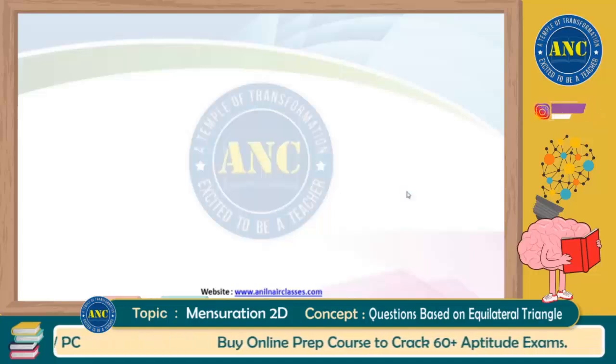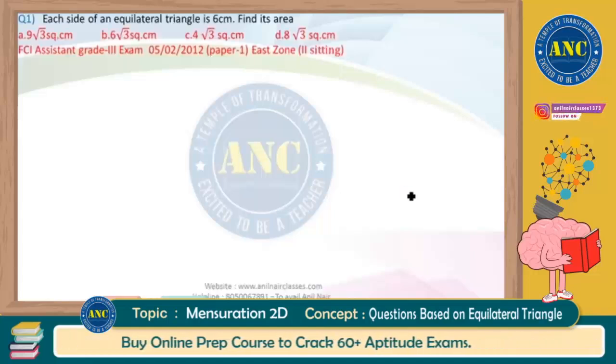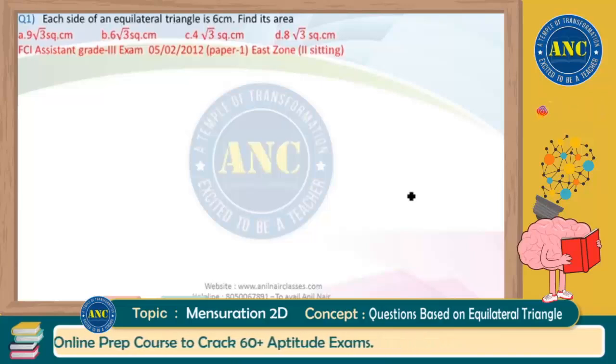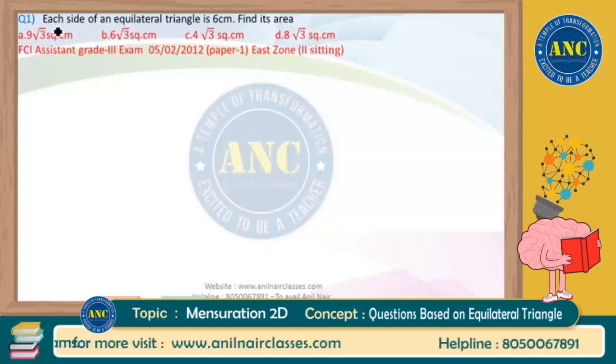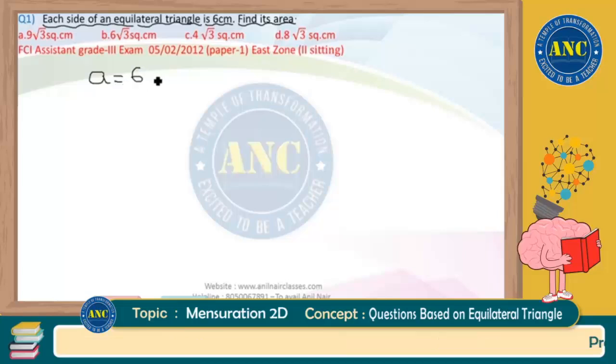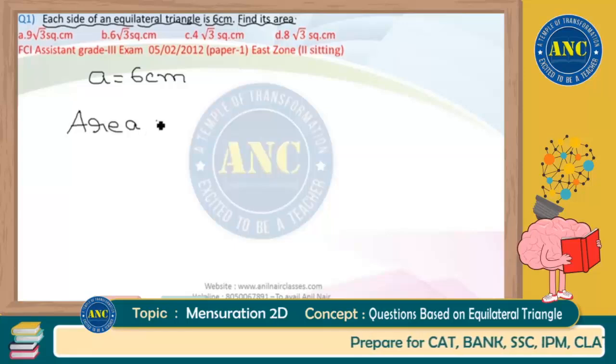Now see here, the first question I am putting on the screen. This is your question. Yes, it's a very easy question, but we should understand the fact that it is an examination question. Your question is: each side of an equilateral triangle is 6 centimeter. Find its area. Here the side of the equilateral triangle, if I call it a, is given as 6 centimeter. I want to find the area of the equilateral triangle.